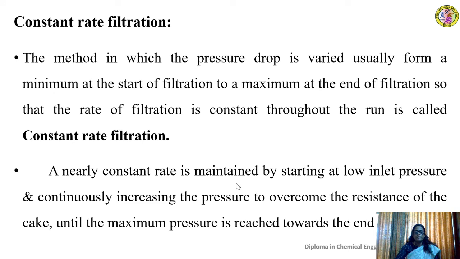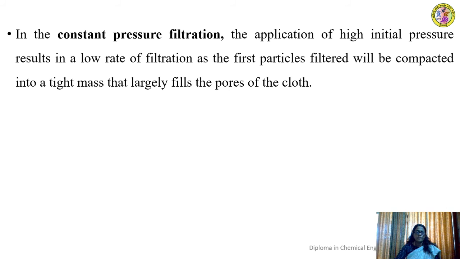Constant rate can be maintained, as I said earlier, by starting at a low inlet pressure and continuously increasing the pressure to overcome the resistance of the cake until a maximum pressure is reached towards the end of the cycle. That is what is known as constant rate filtration. So which one is advantageous, and how can we carry out the given filtration operation, whether with constant pressure filtration or constant rate filtration? That we need to understand now.